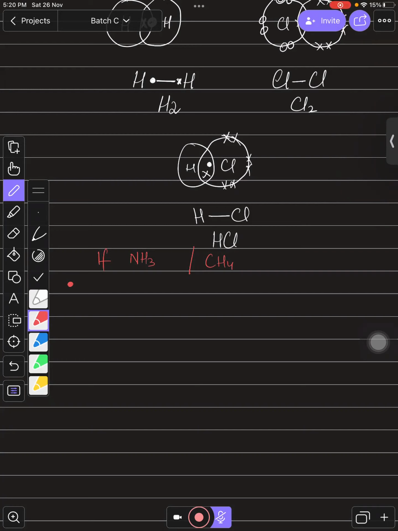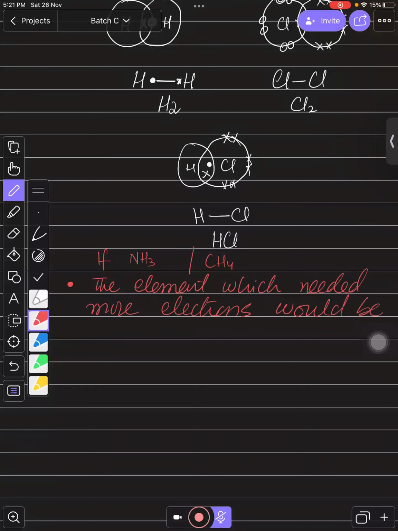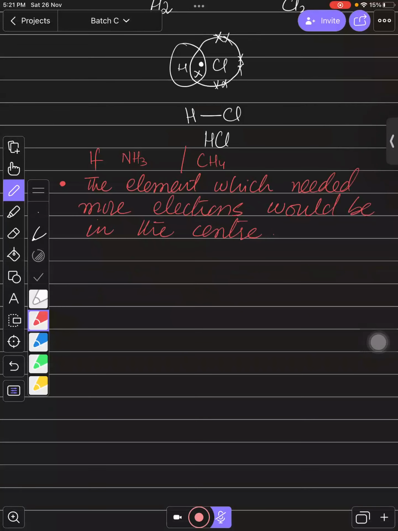So what we need to do in these cases is remember that the element which needs more electrons would be in the center. This is the next important point you need to remember when talking about structures of covalent molecules. In such cases, always remember that the one which has more electrons to share would always be in the center.